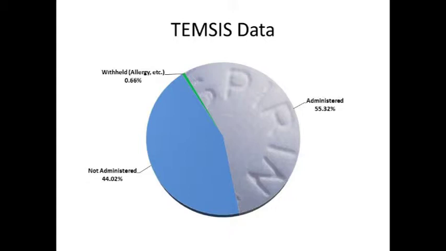In early November of 2014, TEMSIS data showed that we, as New Hampshire EMS providers, were only administering aspirin about 55% of the time to patients with cardiac chest pain. This is a big chunk of aspirin missing from the data.